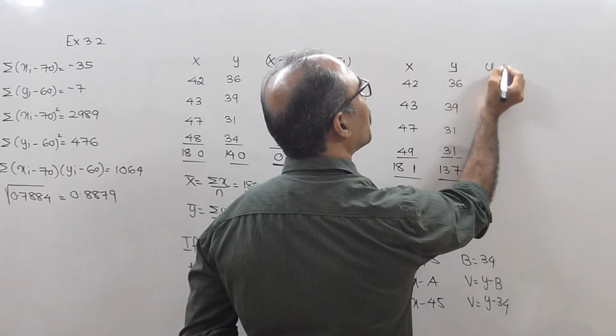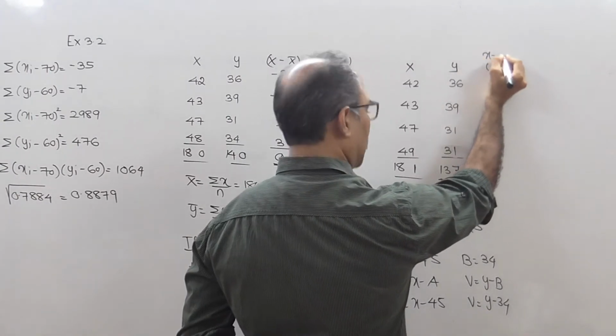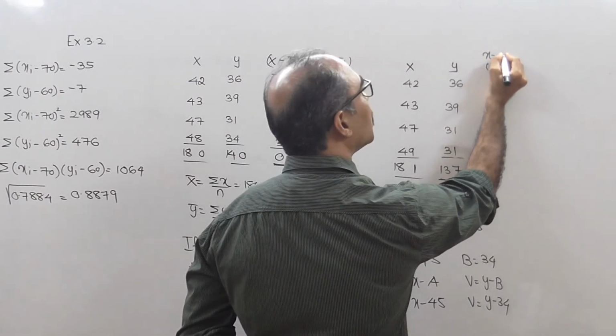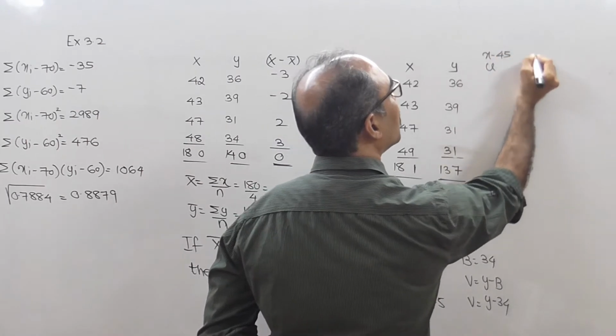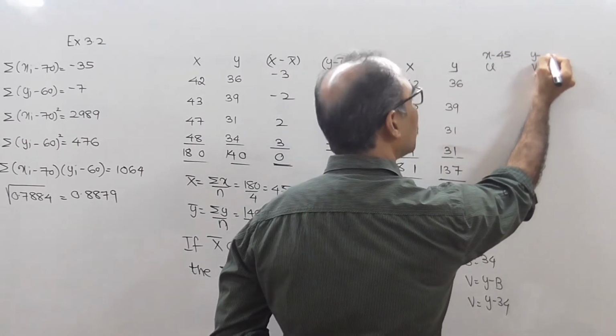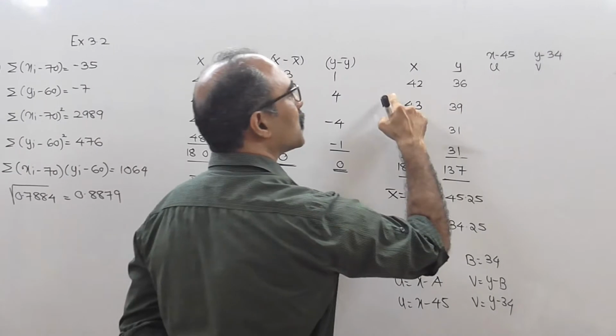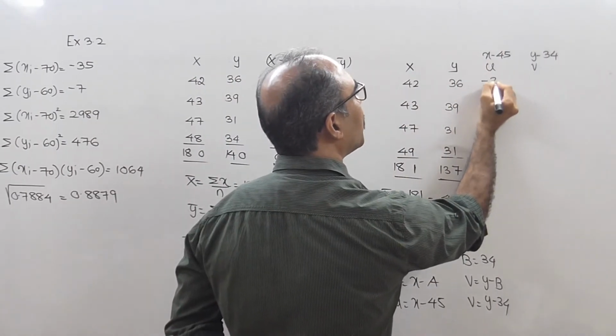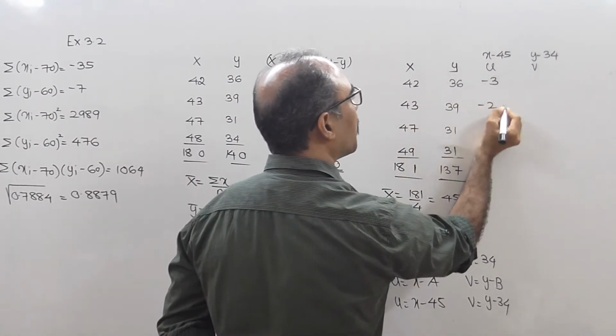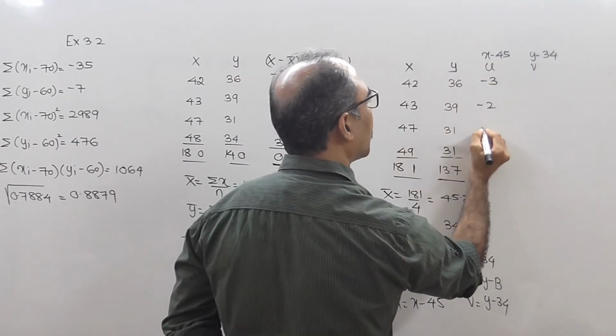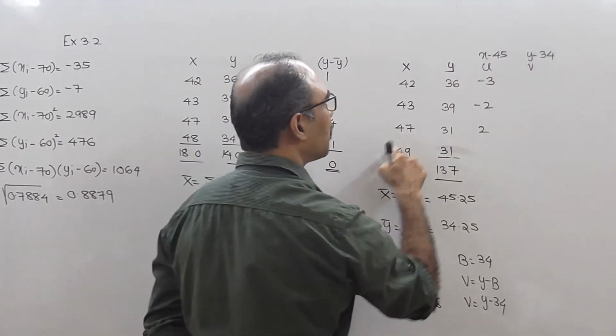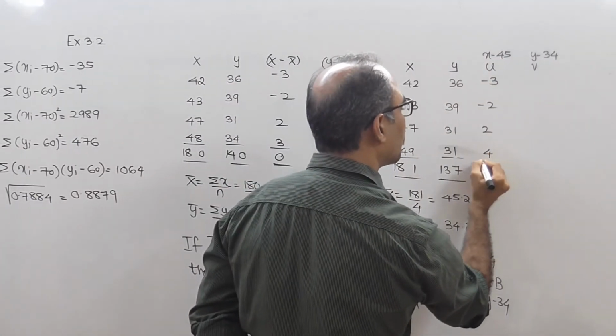So we make a column for u. U is nothing but x minus a, which means x minus 45. V is nothing but y minus b, y minus 34. So 42 minus 45 is minus 3, 43 minus 45 is minus 2, 47 minus 45 is positive 2, and 49 minus 45 is positive 4.